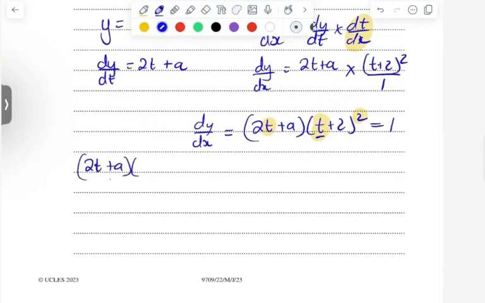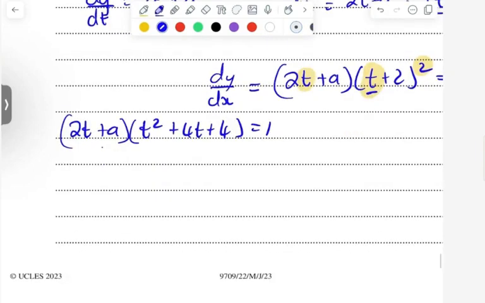So maybe as you're doing these papers, the more papers you do, the more practice you can get as to where you're going to write. Okay, so I've got to multiply this out.